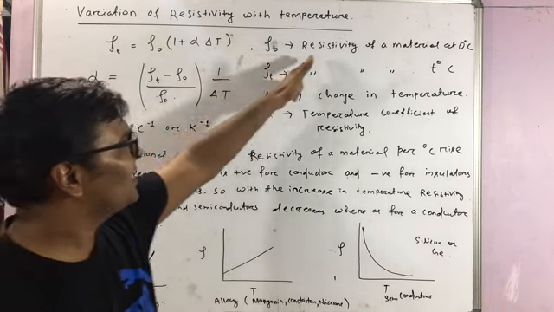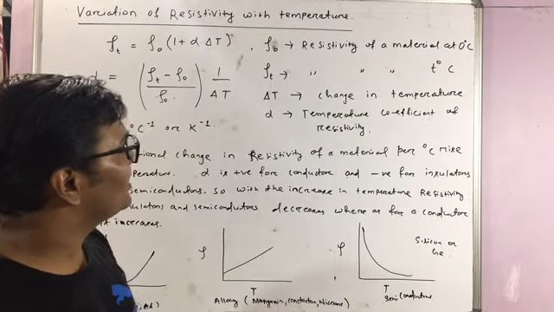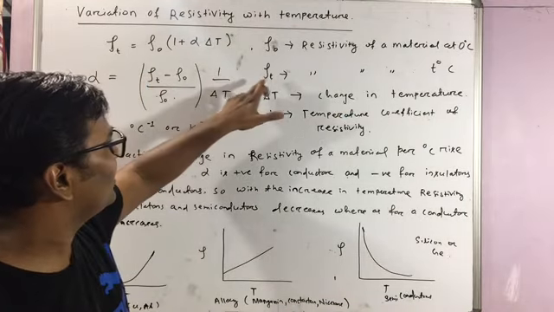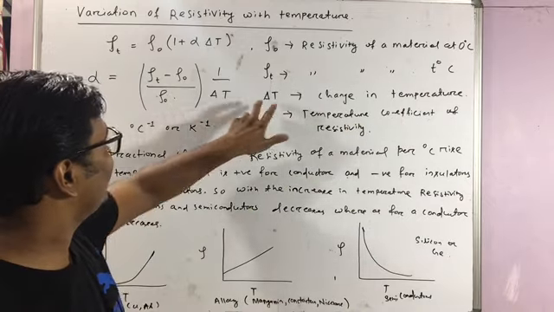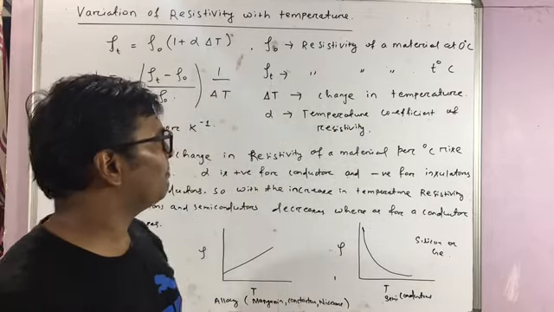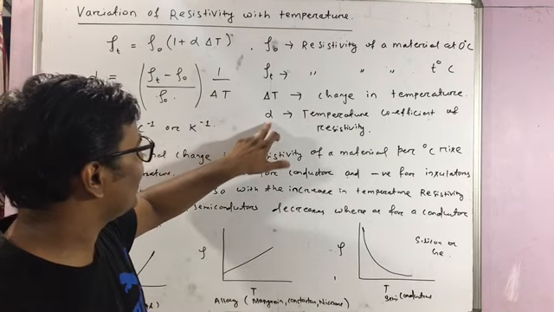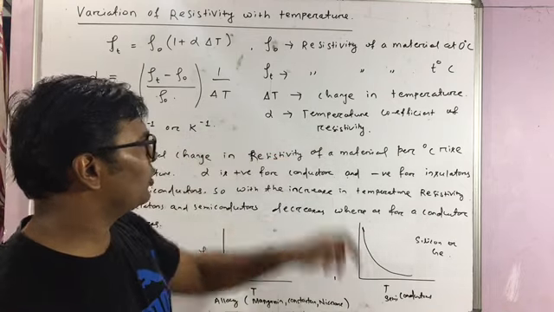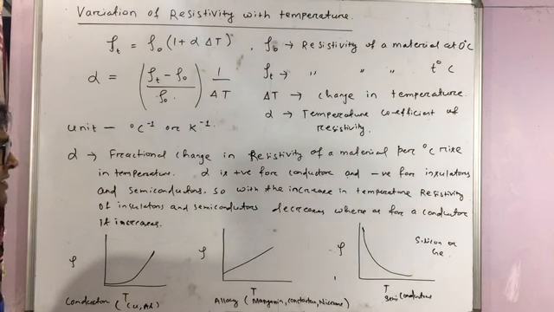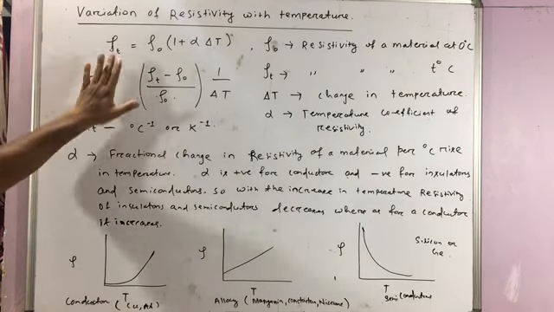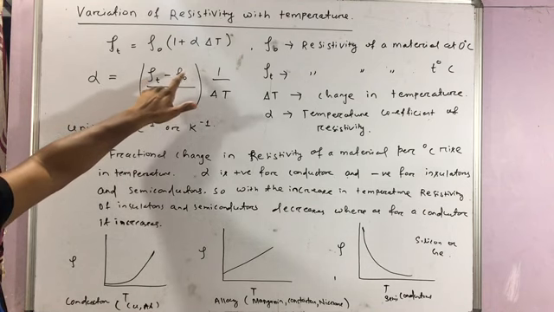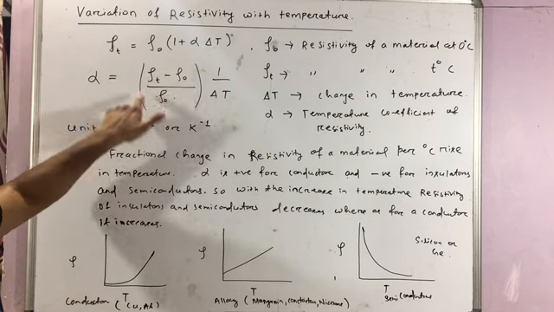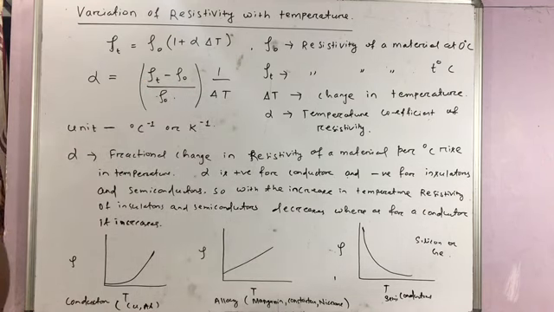Rho 0 is the resistivity of a material at 0 degrees Celsius, and rho T is the resistivity of the same material at T degrees Celsius. Delta T here is the change in temperature. The quantity alpha is called the temperature coefficient of resistivity. If you rearrange this equation, you get alpha is equal to rho T minus rho 0 divided by rho 0, whole into 1 by delta T.